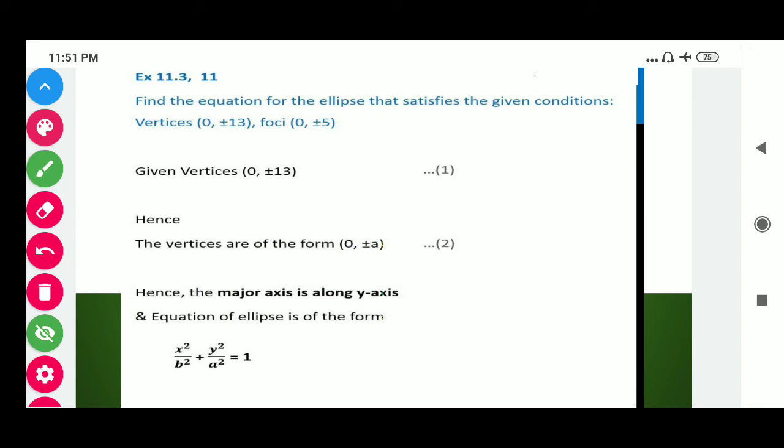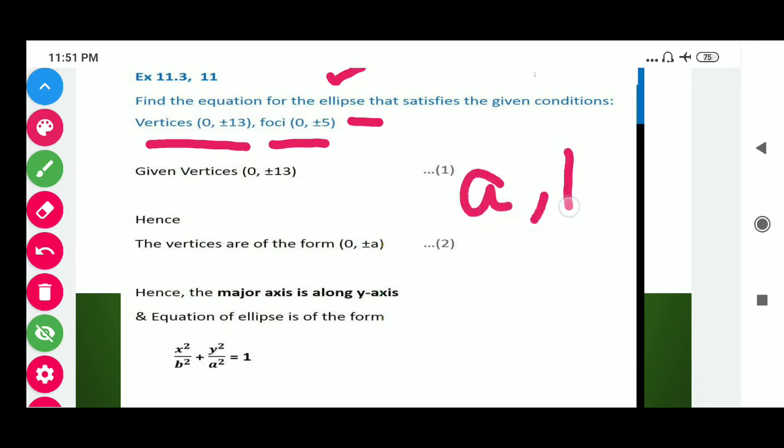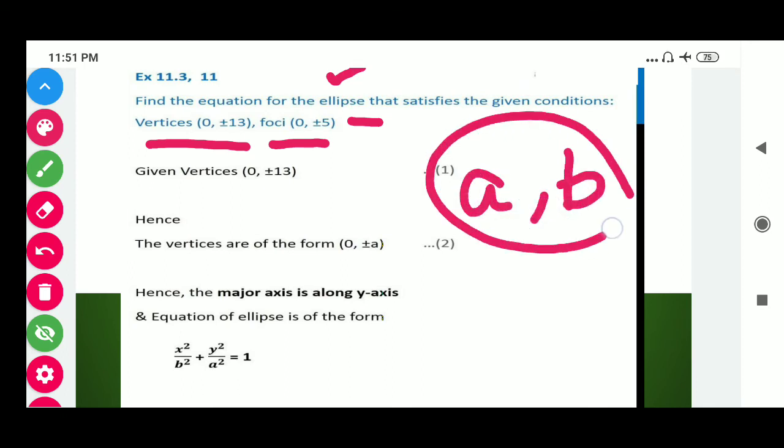Find the equation for the ellipse that satisfies the given conditions. Here the vertices and the foci are given. Students, we have to find the equation of the ellipse. For that, we should know the values of a and b. If we determine these two values, then we can determine the equation of the ellipse.